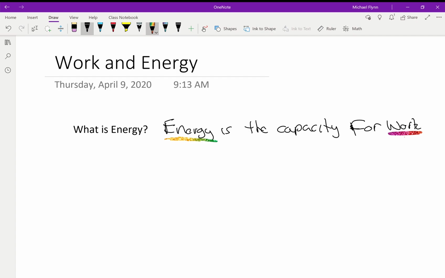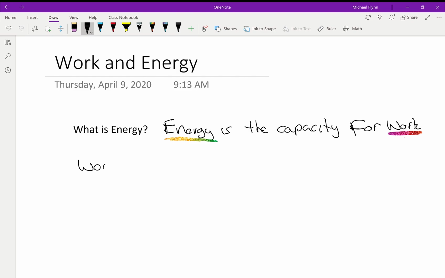Now, unfortunately, this word work means a lot of things in our society, like I can't go to work today because of the pandemic, right? You can't go to school. Your parents probably can't go to work. That definition of work, the place where you go and do your work, whatever it is, is very different from the physical definition. So in physics class, we want the physical, mechanical definition of work. So physically, what is work? I'm going to explain that to you right now.